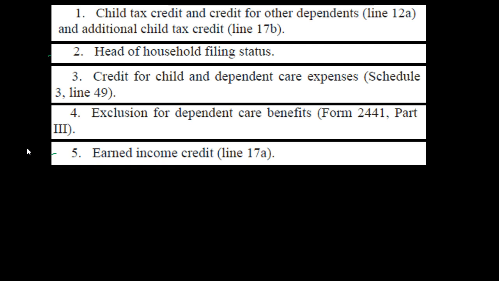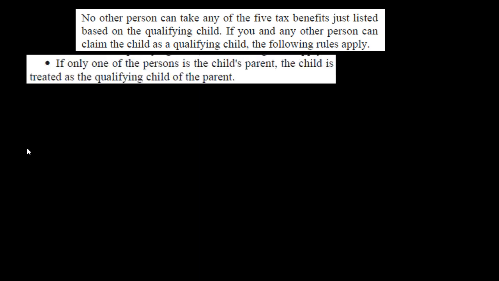Normally, we can only have one Social Security number on one tax return per person. If it's a dependent, then typically we have one dependent's Social Security number on one of the two returns, again, unless something unusual is going on. Back to the text. No other person can take any of the 5 tax benefits just listed based on the qualifying child. If you and any other person can claim the child as a qualifying child, the following rules apply.